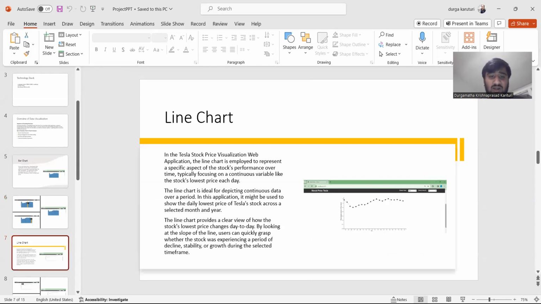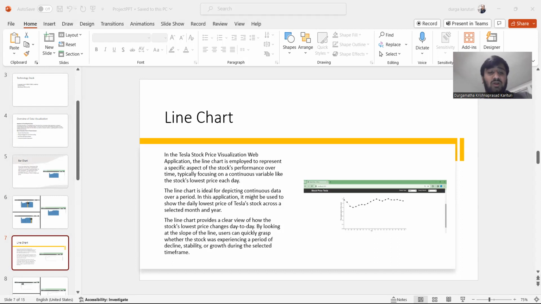And when it comes to the line chart, in the Tesla stock prices visualization, the line chart is employed to represent a specific aspect of the stock's performance over time. It typically focuses on a continuous variable like the stock's lowest price each day. Here is a detailed description of its implementation and representation. Continuous data representation: the line chart is ideal for depicting continuous data over a period. In this application, it is used to show the daily lowest price of Tesla stock across a selected month and year. Each data point on the line represents the stock's low price on a particular day.